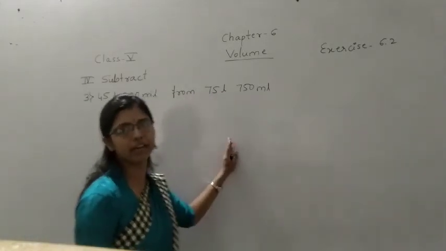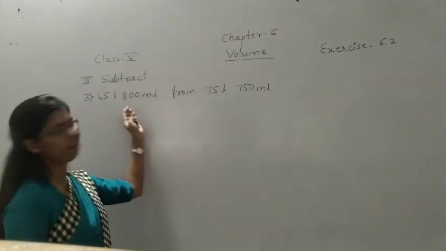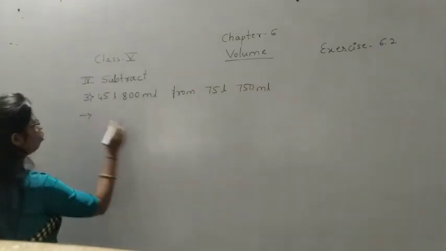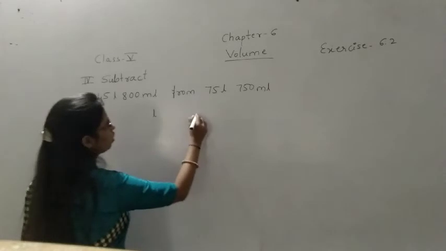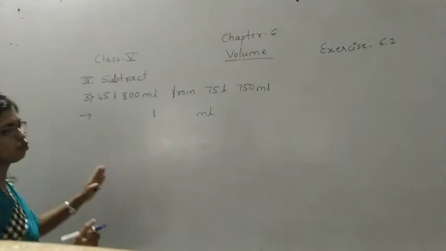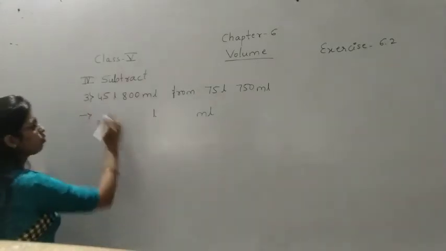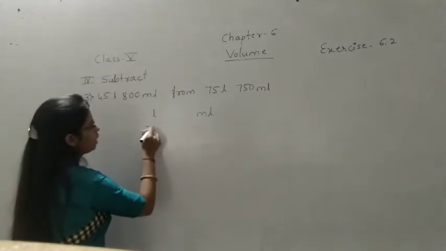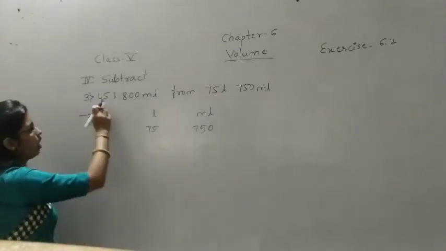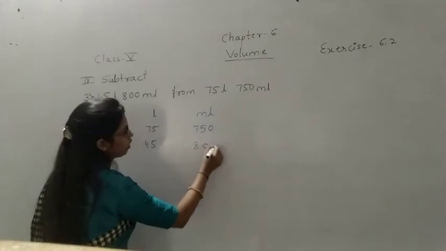First, we should subtract this one from this number. Before that, first we will divide the numbers into liters and milliliters. The first one is 75 liter and 750 milliliter, and the second one is 45 liter 800 milliliter. We should subtract these two.